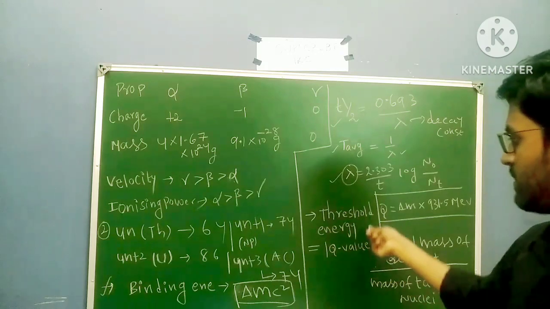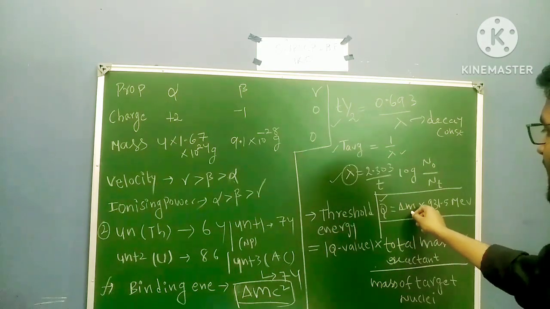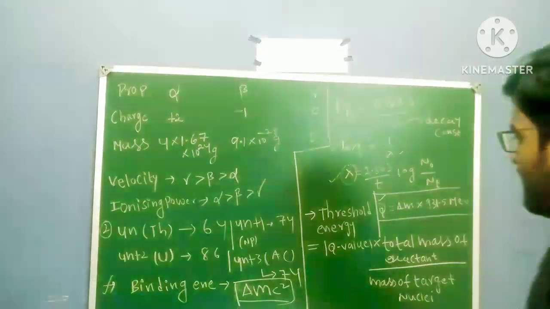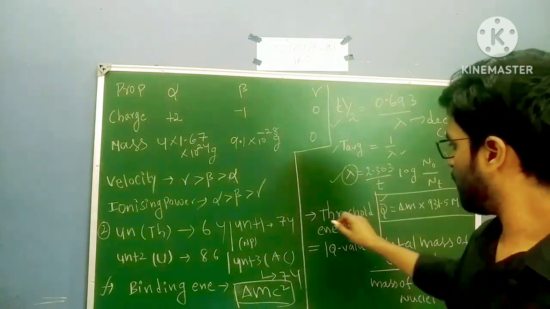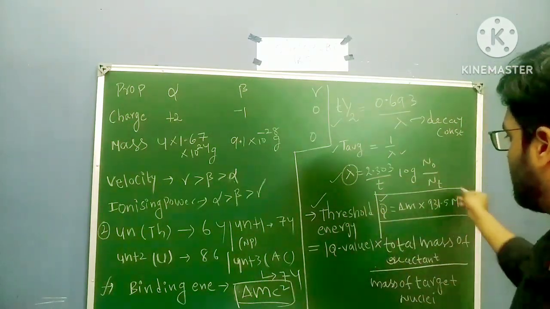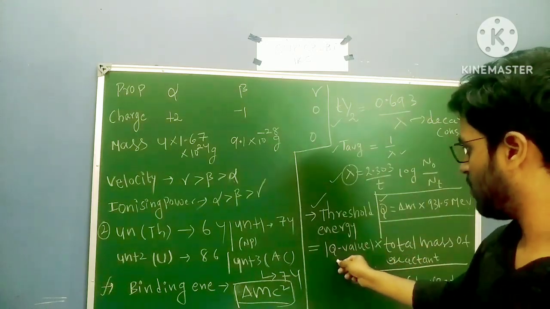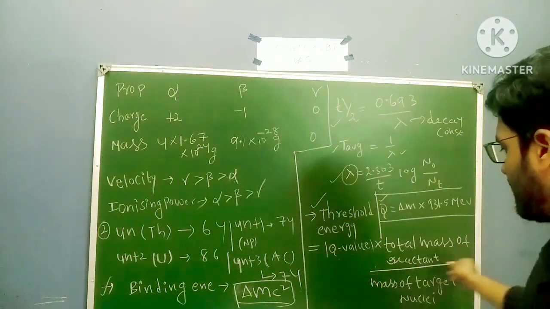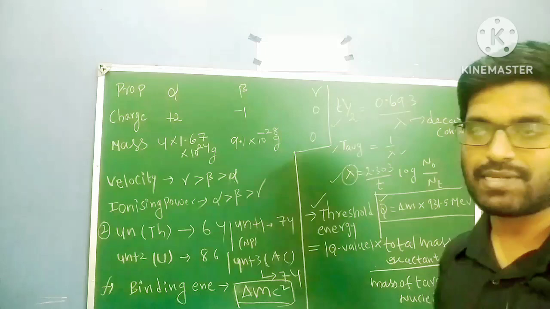And next one is threshold energy. Before you know about threshold energy, you have to know the Q value. Q value equals delta M into 931.5 mega electron volts, where delta M equals mass of the reactant minus mass of the product in atomic mass units. Now, to calculate the threshold energy, you have to put this Q value in the formula: Q value into total mass of reactant by mass of target nuclei. We will do questions on this threshold energy, you don't need to worry, but just remember this formula.